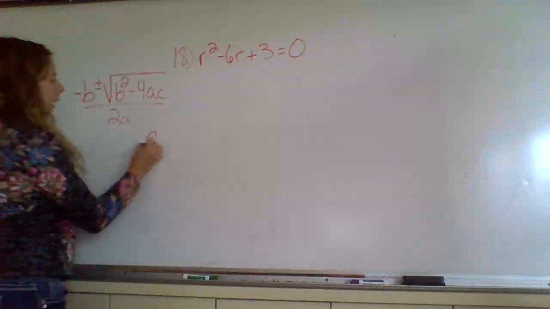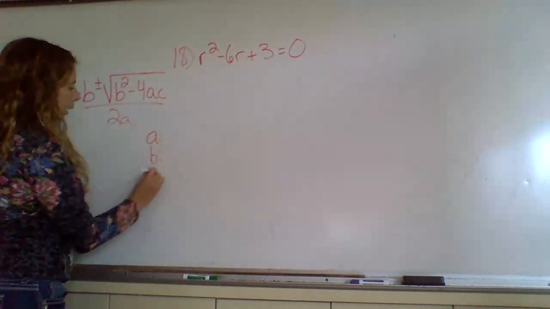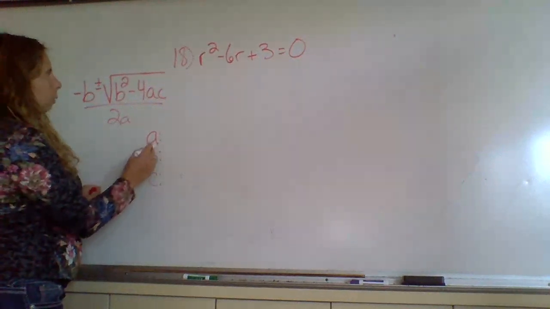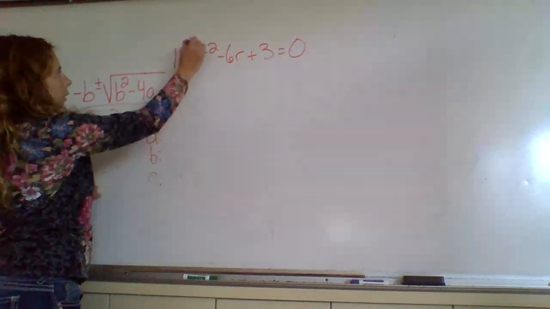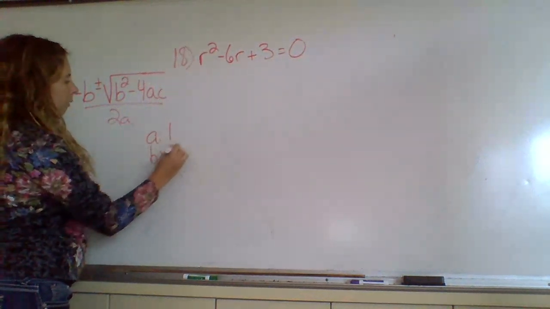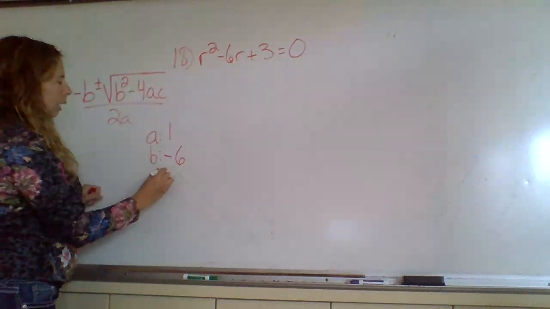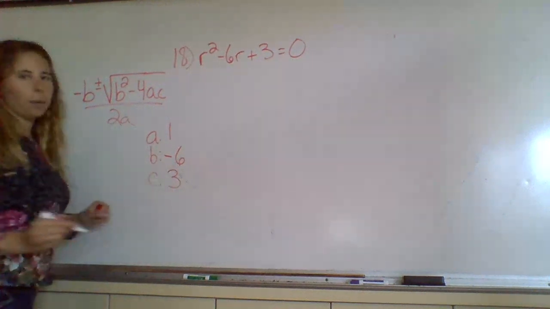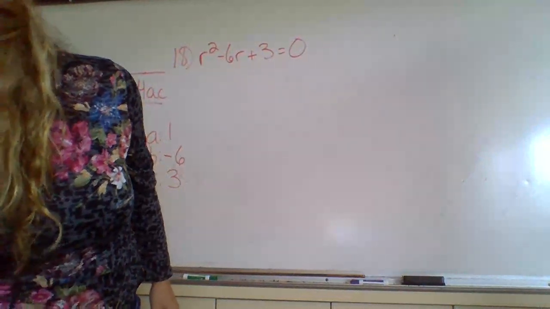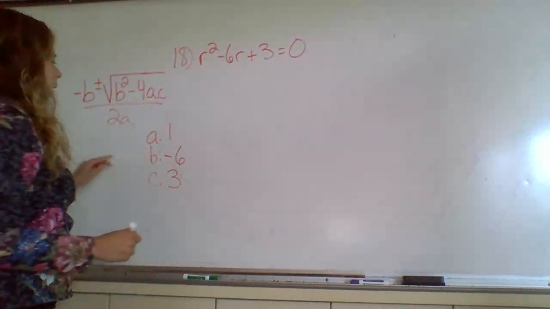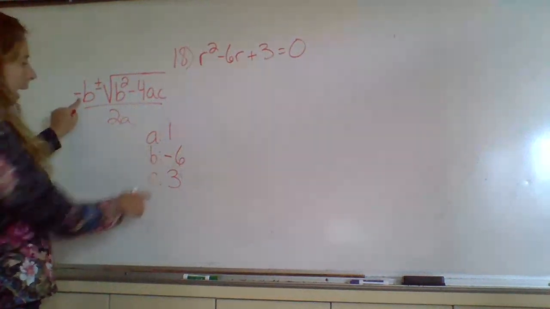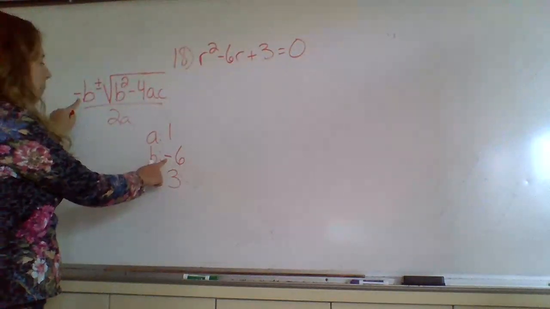So let's identify a, b, c. All right. A is whatever's in front of the squared, so there's nothing there, which means there's a 1. B is negative 6, and C is 3. Let me make sure I write down the problem right. R squared minus 6r plus 3. Okay, good. So here we go. Negative B. So you have a negative and a negative. So that makes it a positive 6.